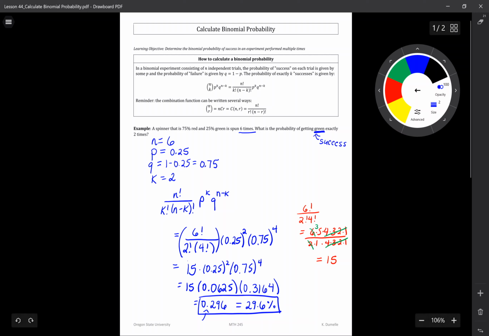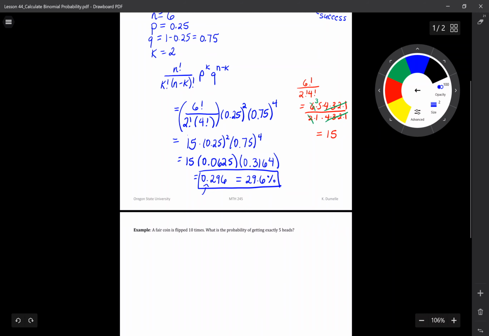Let's do another example. A fair coin is flipped 10 times. What is the probability of getting exactly 5 heads? So our success here is heads, right? Of course, in this case, since heads and tails are equally likely, it doesn't really matter. This would be the same probability as getting exactly 5 tails, but we're going with it. So our n, the number of trials, is 10. We're flipping the coin 10 times. The probability of getting heads is 0.5.